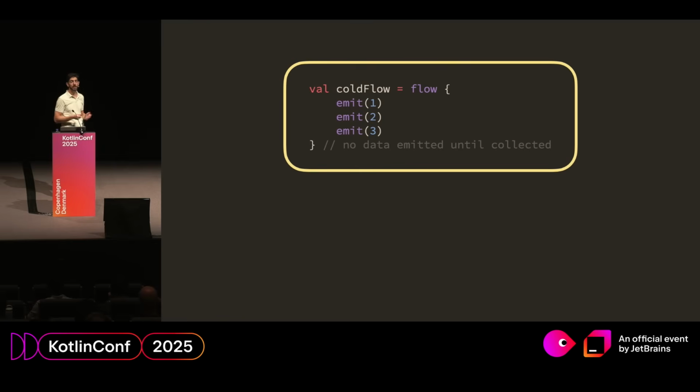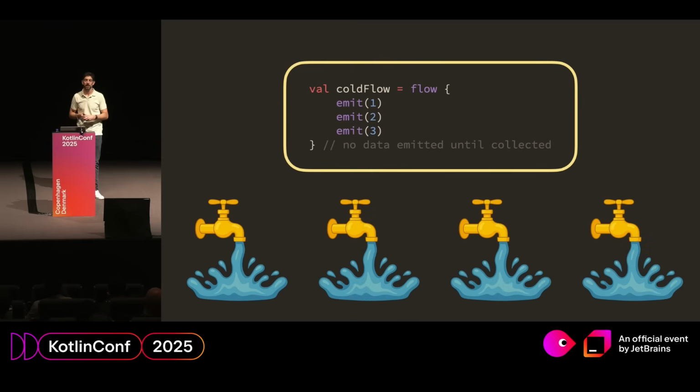And a good way to create a flow is with the flow API builder. Very simple: we create a flow, we emit 3 items, and then we close the flow, there is nothing else. If we keep using the same water analogy, this is like opening the tap. If you're at home and you want to get a new stream of water or data, you just open it. And if the tap is closed, if no one is using it, then no water flows at all. So the same happens with cold flows.